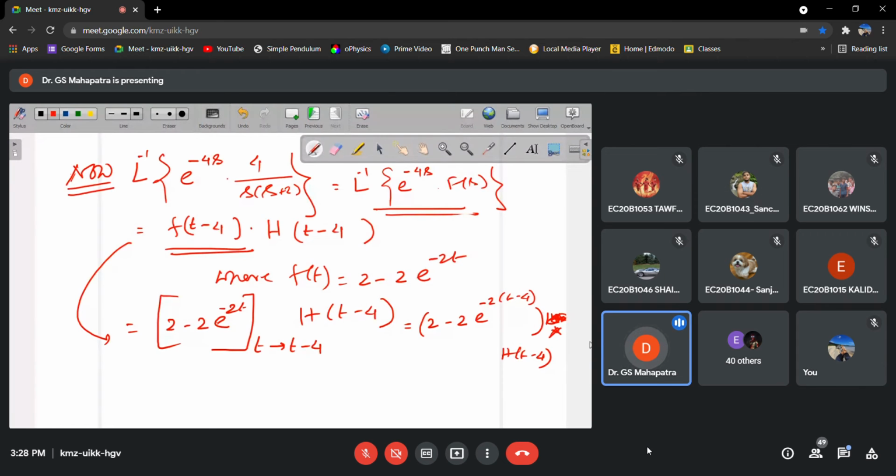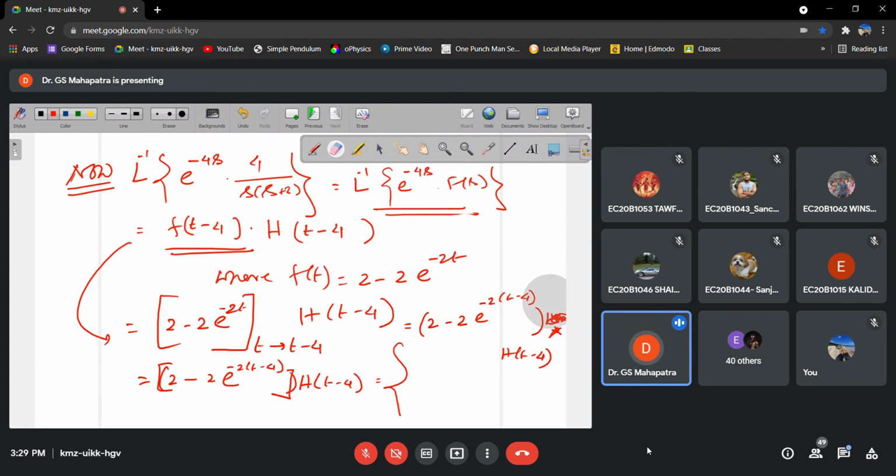Okay, so now you have to simplify it. Can you tell me the functional form of this one? 2 minus 2 into e to the power minus twice t minus 4. This one is already there. Third bracket, product, multiplication. Now h of t minus 4. Just tell me the functional form.